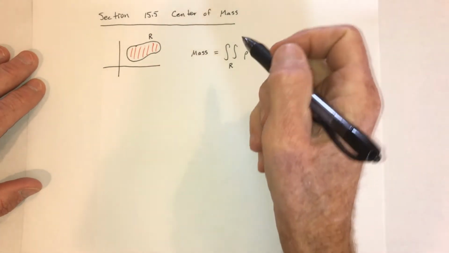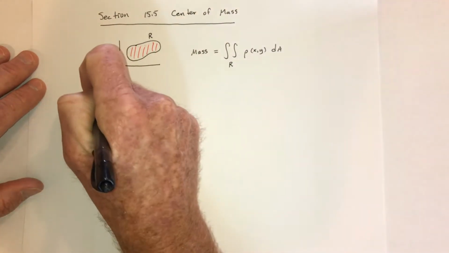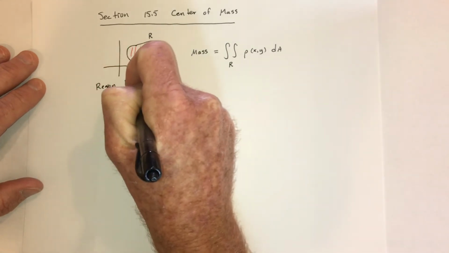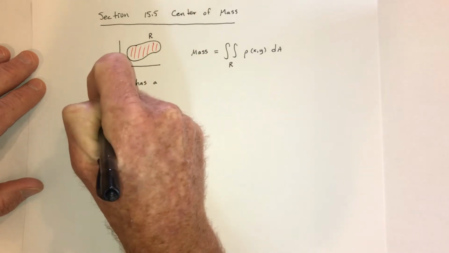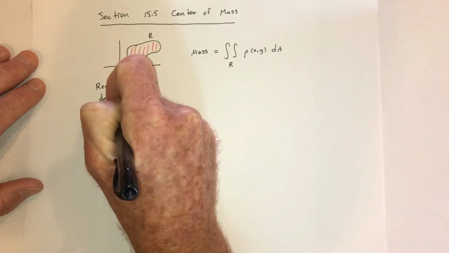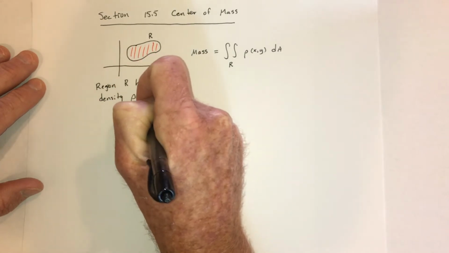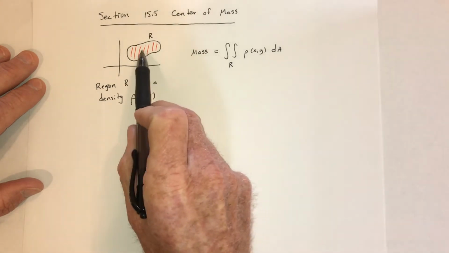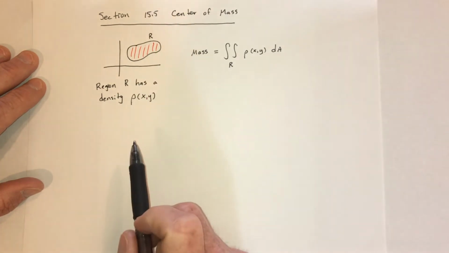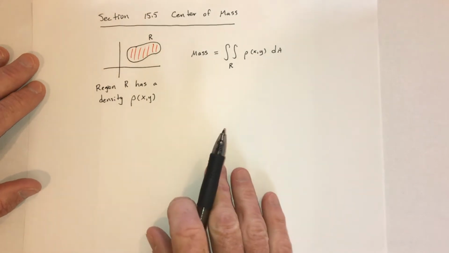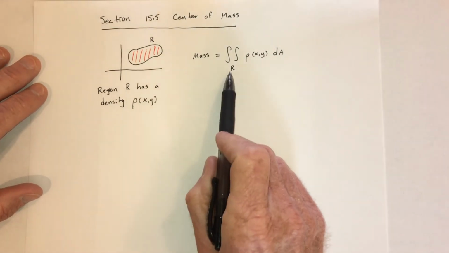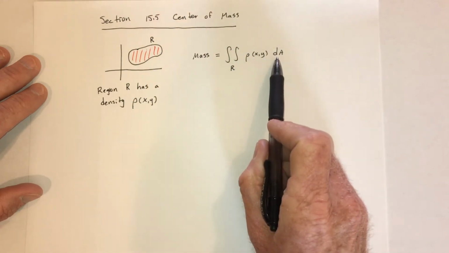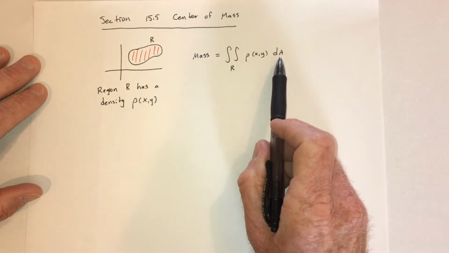So suppose that the region R has a density function rho at every point x and y. So this function will tell you how dense it is no matter where you are in the object. So first of all, you need to find the total mass. And the total mass is going to be the double integral over this region of the density function. And then you could do dx dy or dy dx.